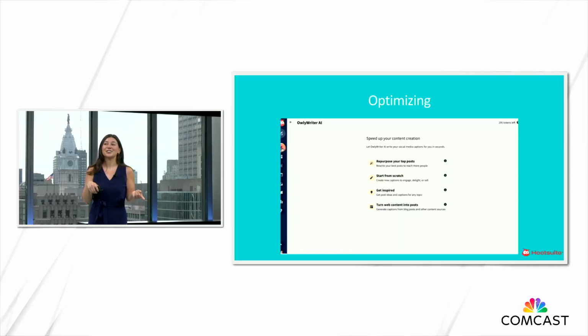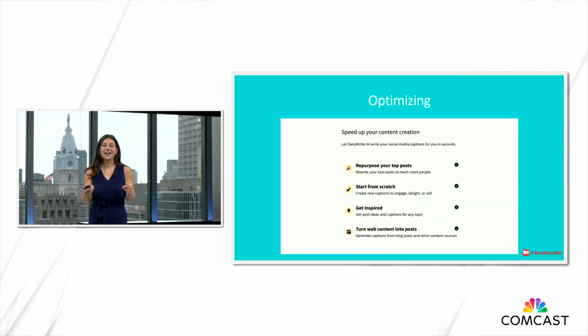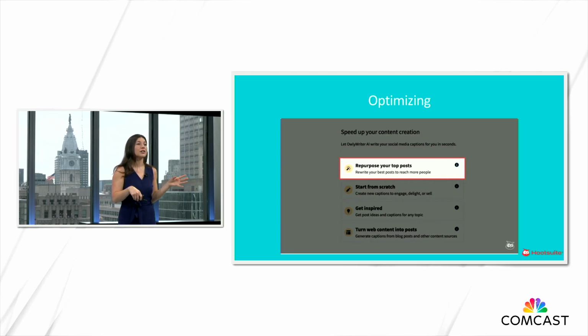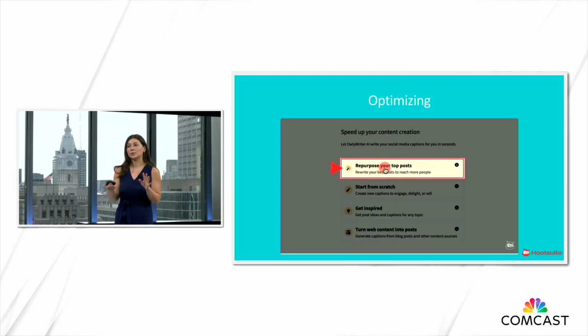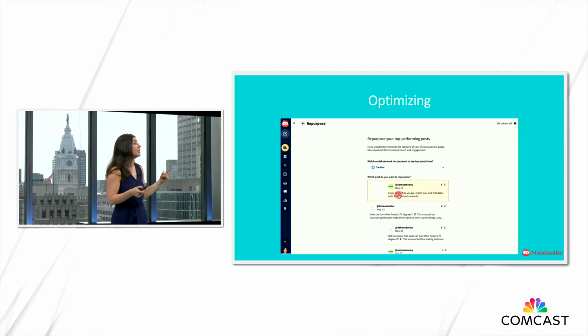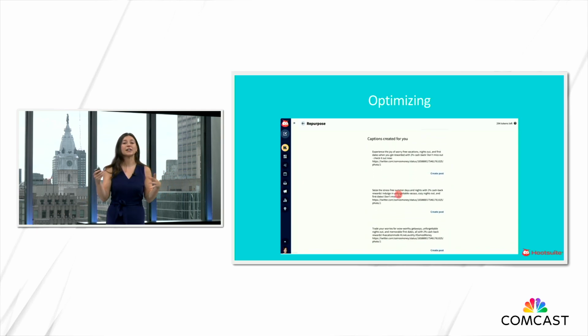The first one here is from Hootsuite again. So this is from Owly Writer AI. I just love that name. I think it's the cutest thing. So with this, if your channels are connected to Hootsuite, which maybe some of you already use, you can actually go here and repurpose your top posts. So you can click on whichever platform you want, Facebook, Instagram, Twitter, whatever you want. It'll give you those top posts, and then it will rephrase the captions and redo the captions for you.